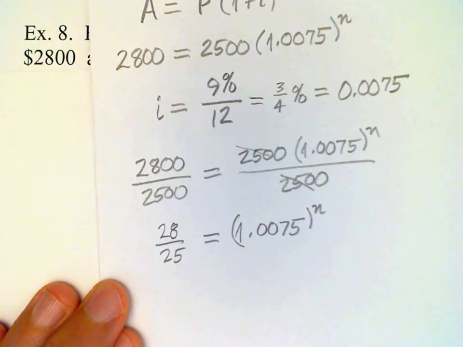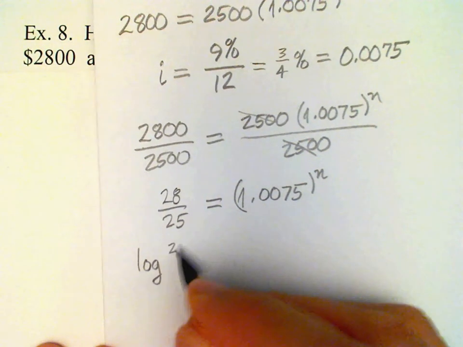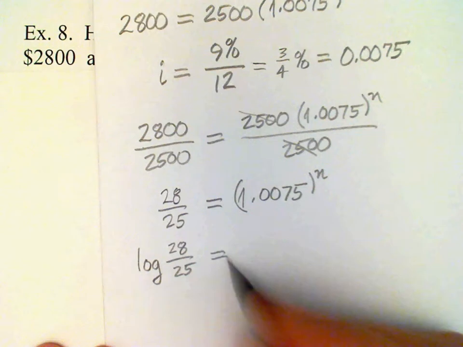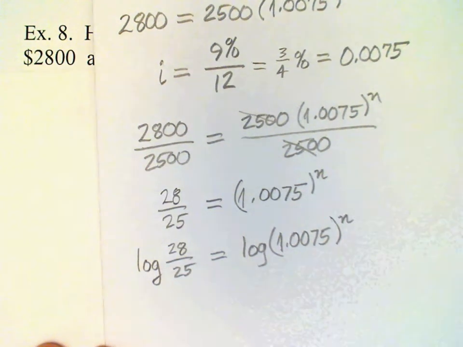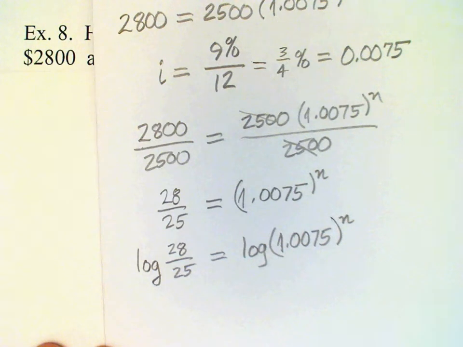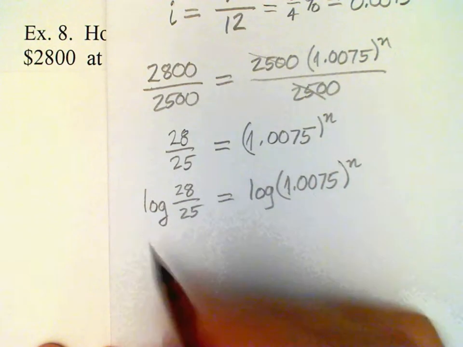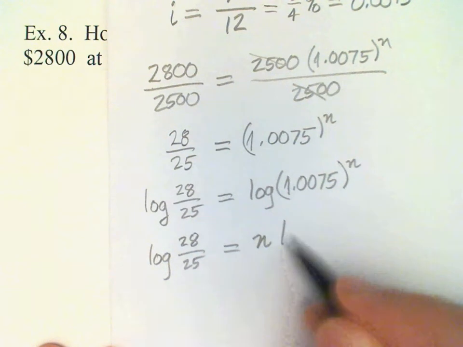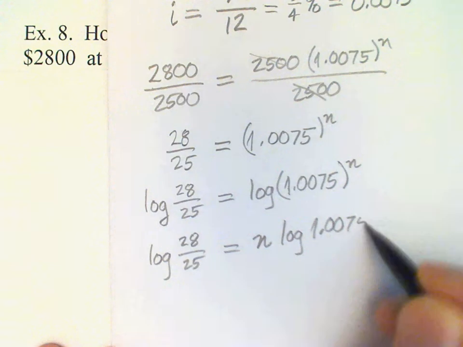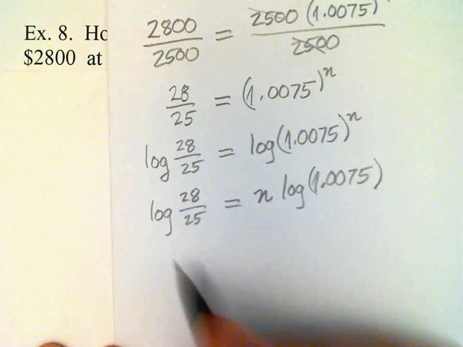Okay, now again we have an unknown exponent here, and the way we extract it is to use the logarithm function. So that's the next step, take logarithms. Log 28 over 25 is equal to log 1.0075 raised to the n power. And then we're going to use the exponent property of logarithms to extract the exponent. That means this is going to come out front. So now we have log 28 over 25 is equal to n times the log 1.0075. I remind you that logarithms of numbers are just other numbers. We can find them using our calculator, and that will allow us to solve for n.